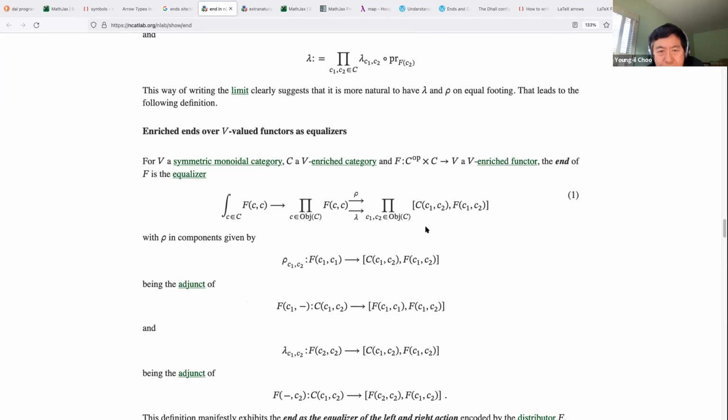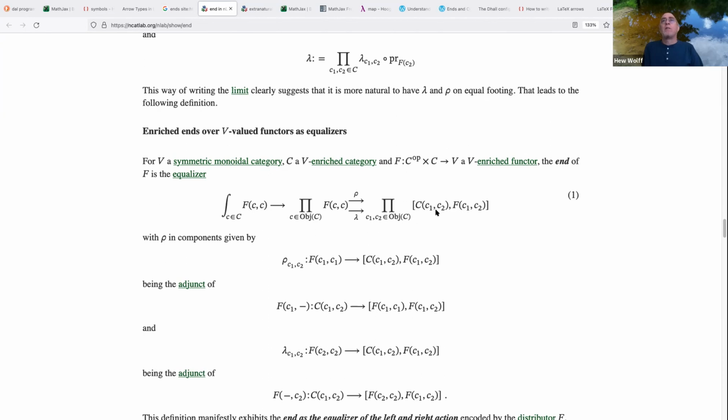Okay. And so C is already a V enriched category, but then what does C(C1, C2) mean? Those are the Hom arrows. Yeah, it's the Hom set, which lives in V. Ah, okay. And then F maps into V. Okay, got it.